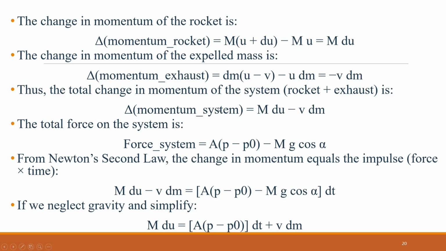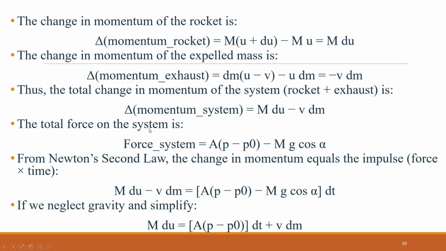Thus, the total change in momentum of the system, rocket plus exhaust, is: change in momentum of the system equals mass of the rocket multiplied by the change in velocity minus exhaust velocity multiplied by expelled mass. Neglecting aerodynamic drag, the forces on the rocket are: weight equals mass of the rocket multiplied by gravitational acceleration, acting at an angle alpha to the flight path. Pressure force equals nozzle area multiplied by the difference between exhaust pressure and atmospheric pressure, acting along the direction of motion.